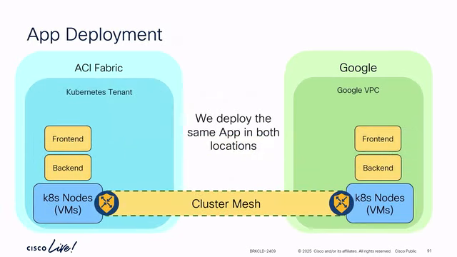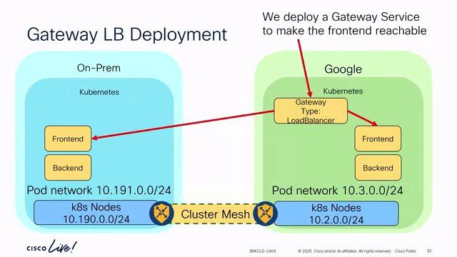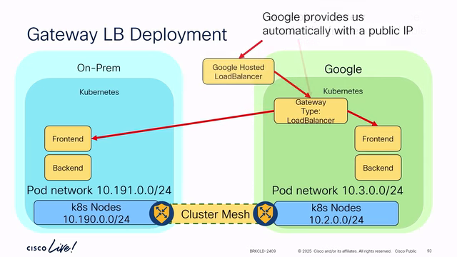For the app deployment, we deploy the same app in both locations. It's called the Google Microservice application. You can get it from github.com. It's open source, freely available. We deploy the front end, the back end, and the databases on both sides. We then deploy what's called a gateway. The gateway will load balance the traffic to our various front ends. And Google will be so kind to provide us with a public IP address. So that's how we can reach our shop.